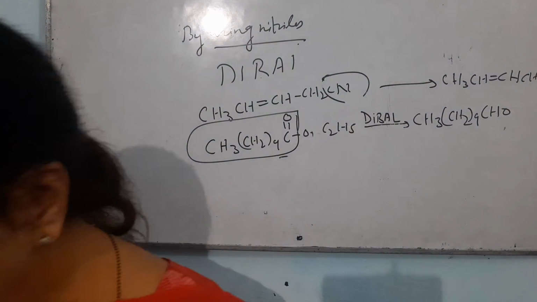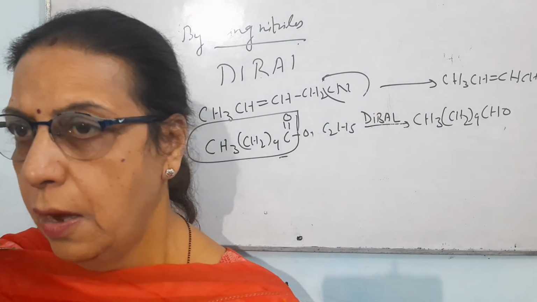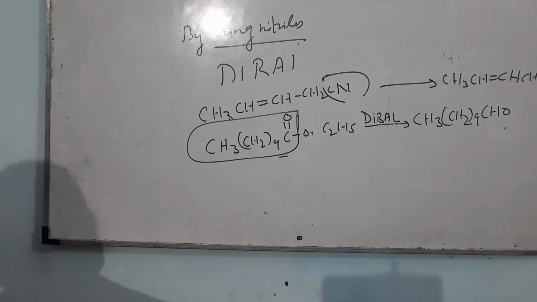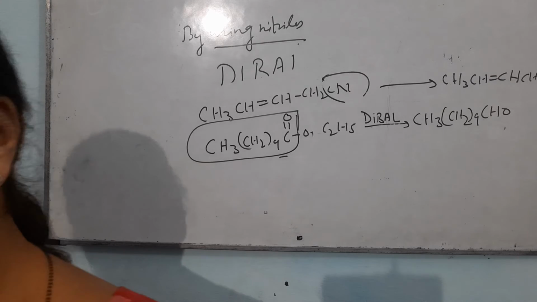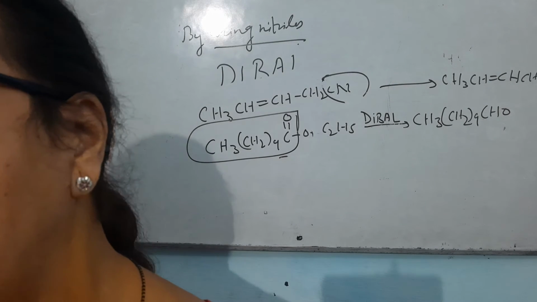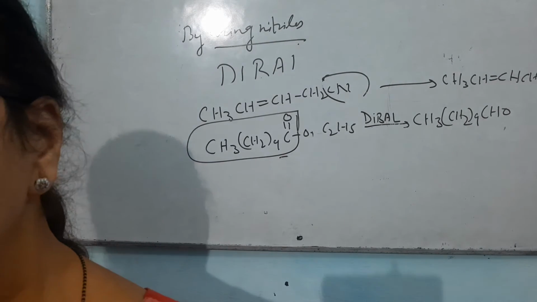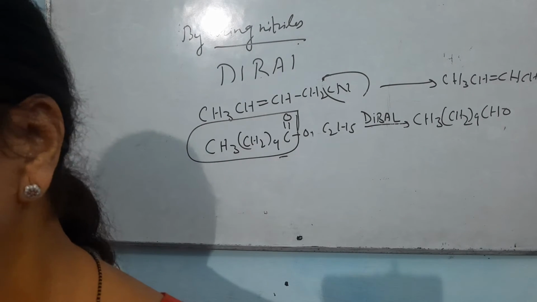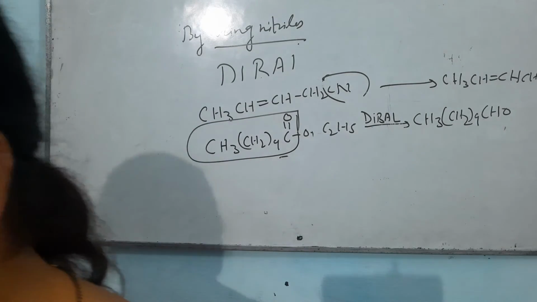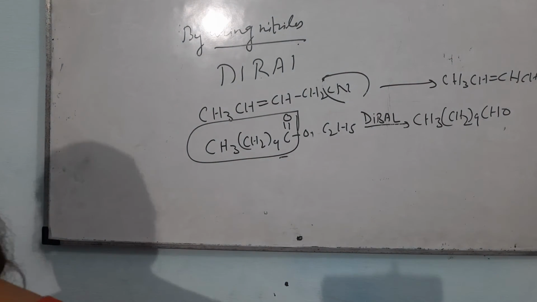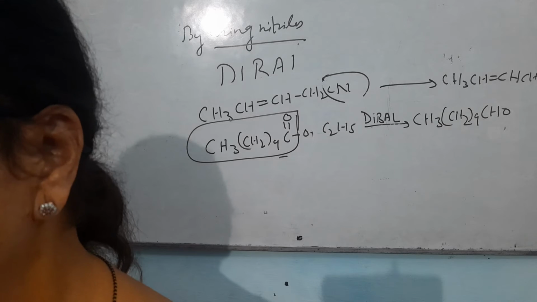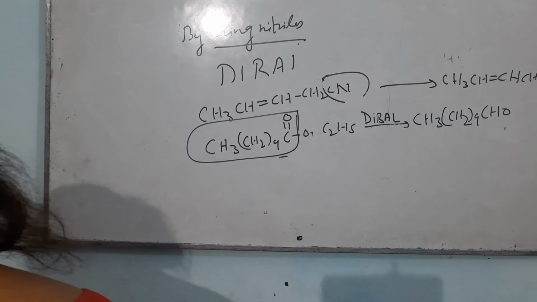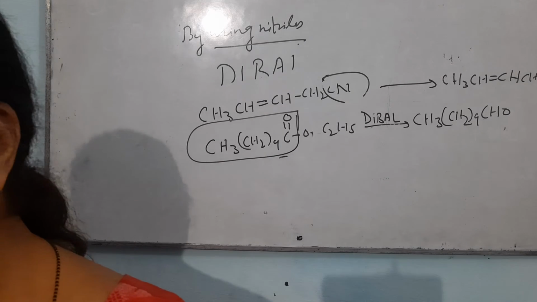Now I will tell you a few methods for the preparation of aromatic aldehydes, and all these methods are only by using methyl benzene. You know what is methyl benzene? That is toluene. We can prepare aldehyde by using methyl benzene. So let me discuss the first method.